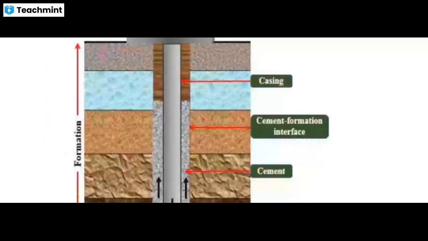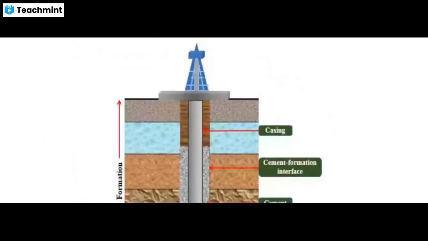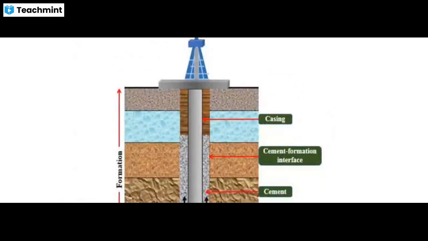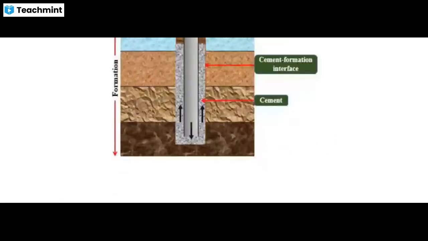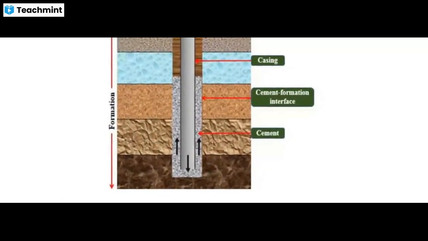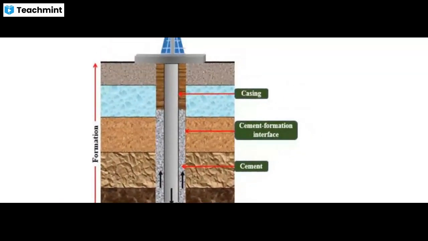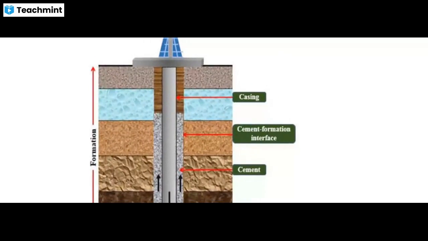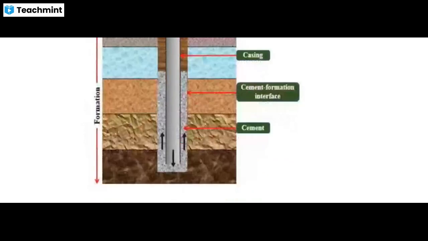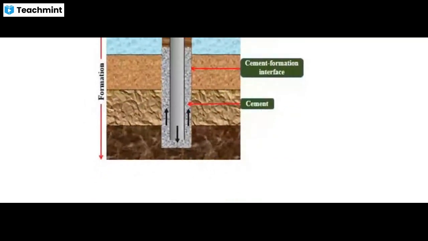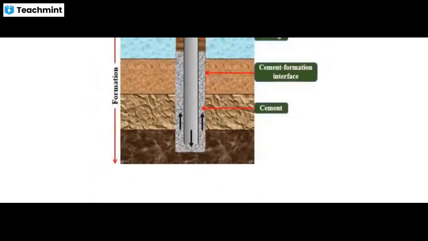Now this is the diagram, and you have completed all the 7 steps. I think now you can see the final diagram of the formation of the oil well cementing, casing cementing job. So casing, cement, formation interface, then cement. So this is the short course which we have seen today.